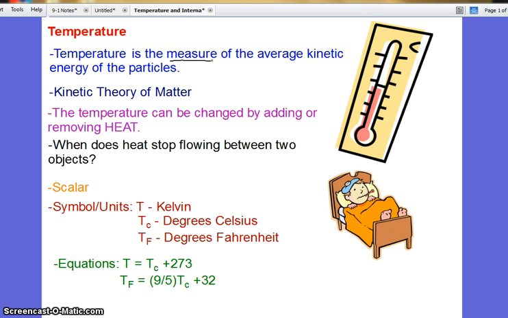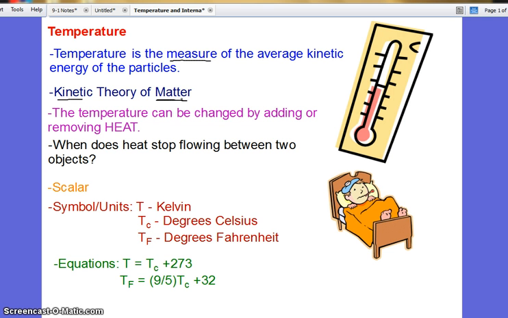We call this idea that all particles are in motion, this constant state of motion, the kinetic theory of matter. Kinetic meaning moving, and so the matter is always in motion. And so it just kind of tells us about this relationship between the average kinetic energy and the temperature.